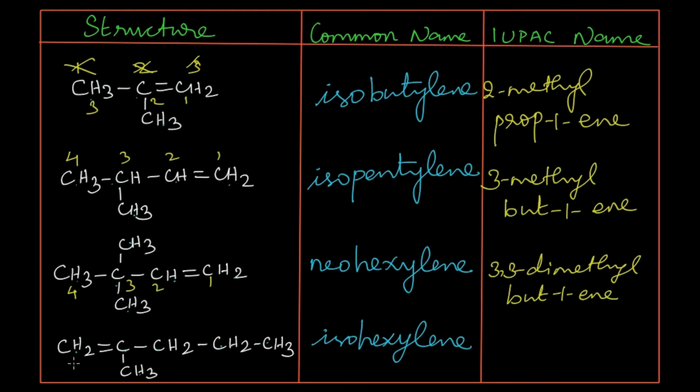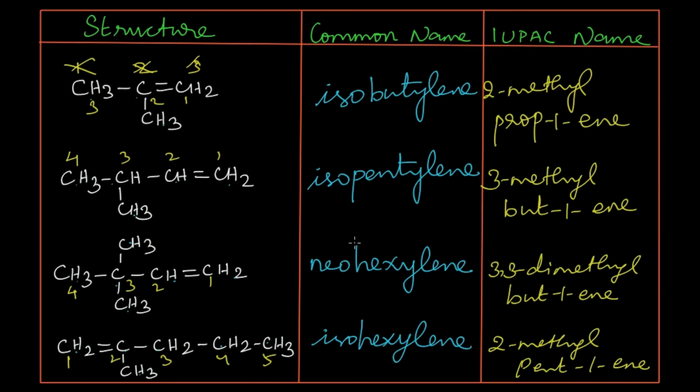Okay, the next compound. 1, 2, 3, 4, 5. So it's pentene. In the second carbon, a methyl group is attached. So 2-methylpent-1-ene, because the double bond is present in the functional group. Okay, this is the IUPAC name of this compound.